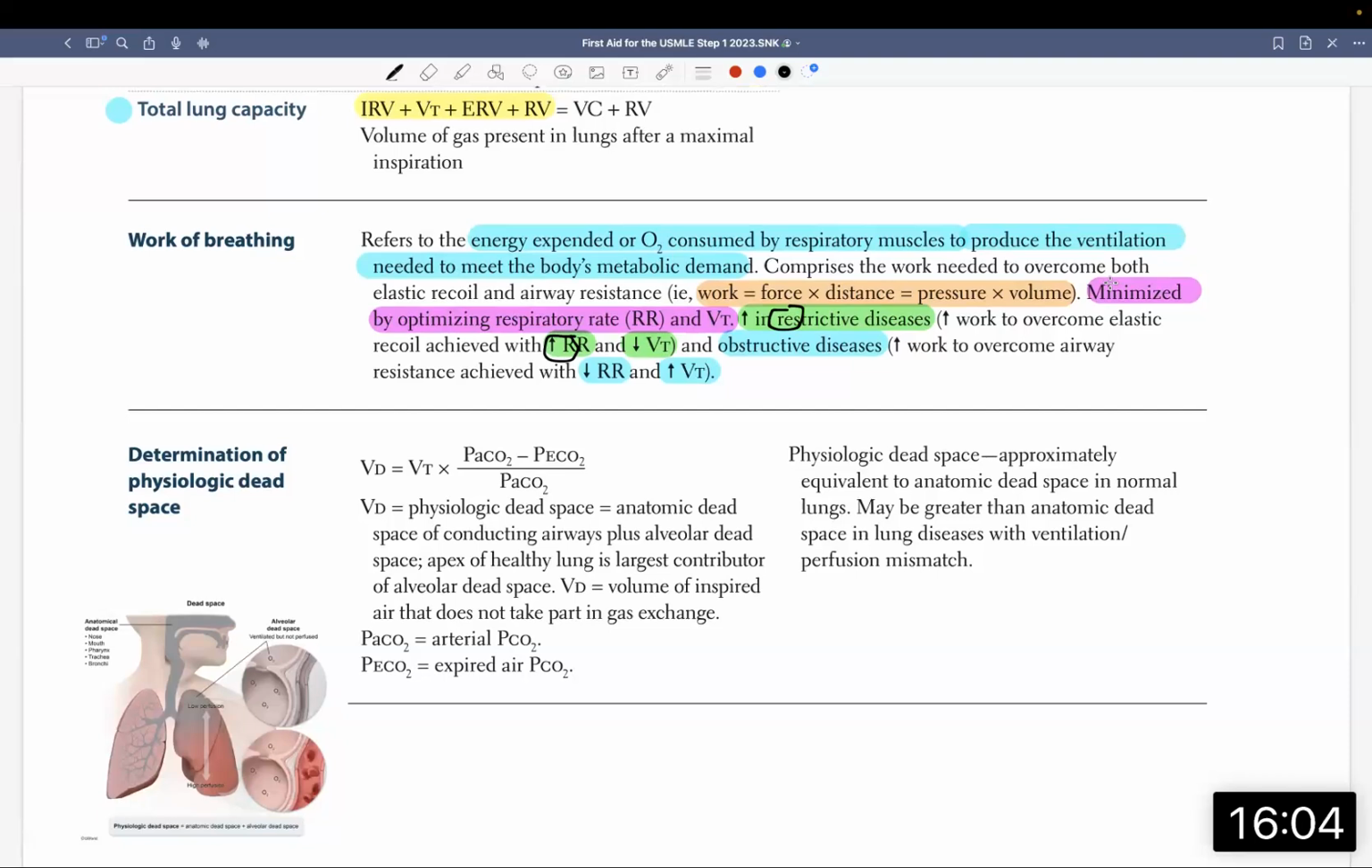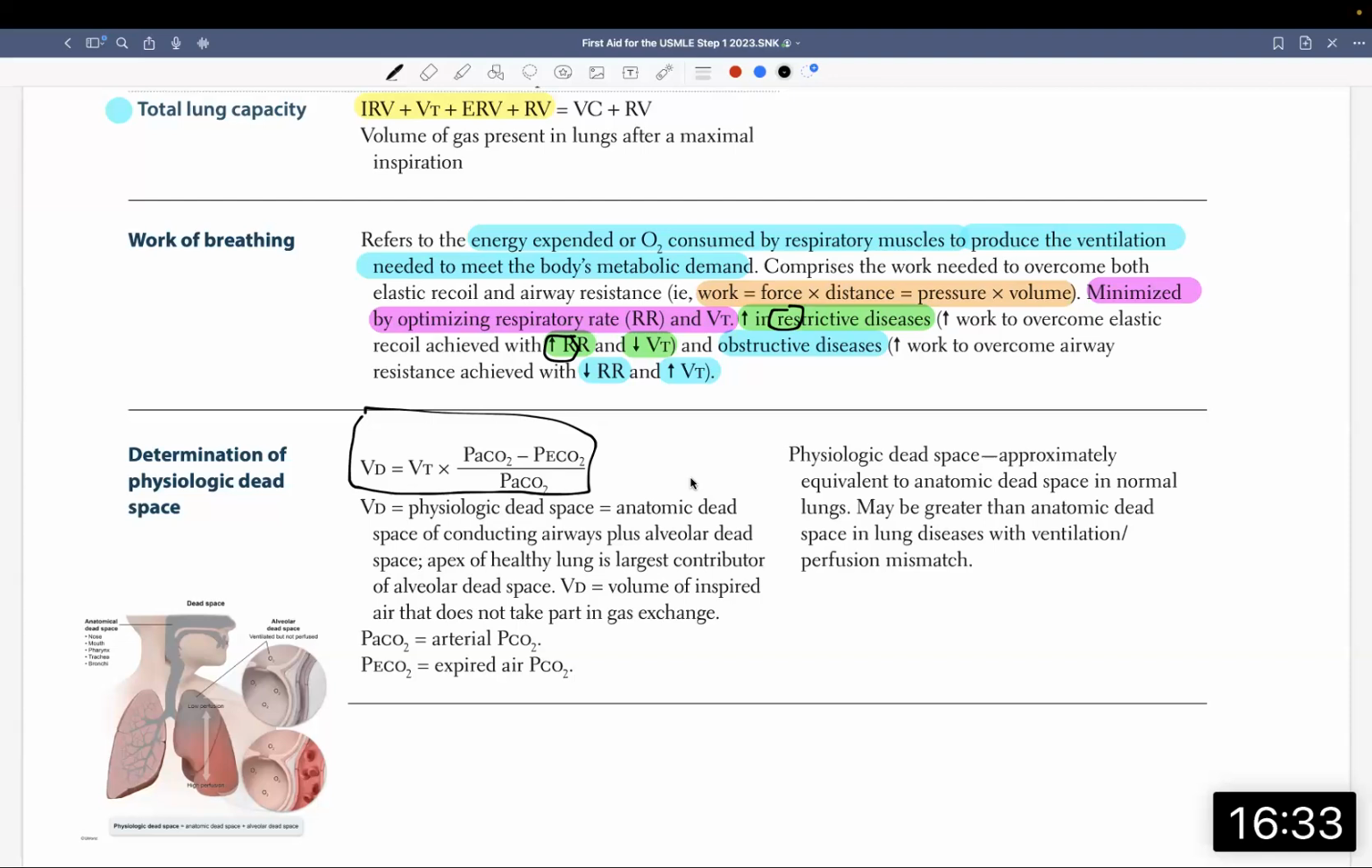Thank you, guys. So next we have this formula, which is important though. Determination of physiologic dead space: VD equals VT into PaCO2 minus PeCO2 by PaCO2, we used to say, right? So dead space equals the tidal volume into PaCO2 minus PeCO2 divided by PaCO2. PaCO2, the A always comes first because I always confuse that. A comes first, then E, divided by PaCO2 again.